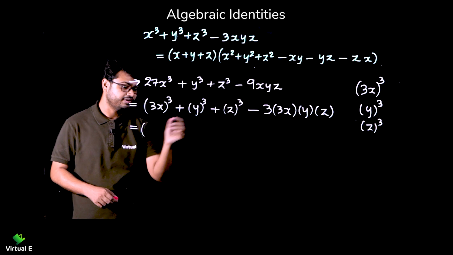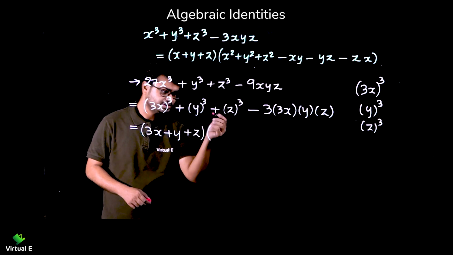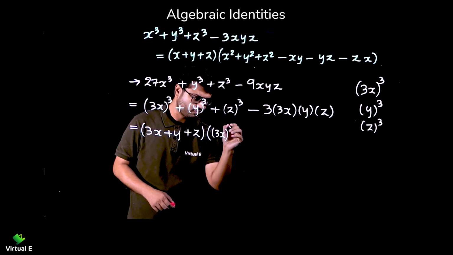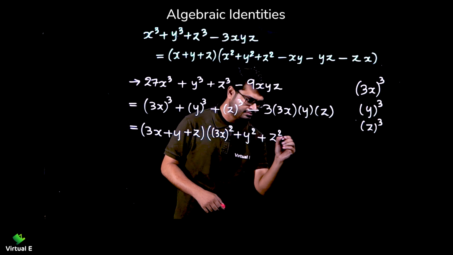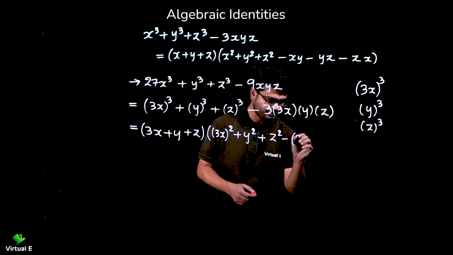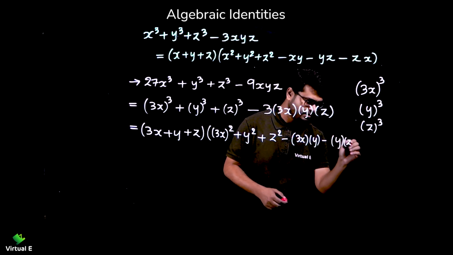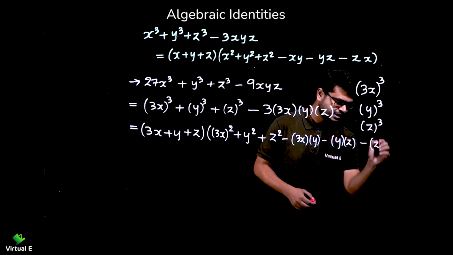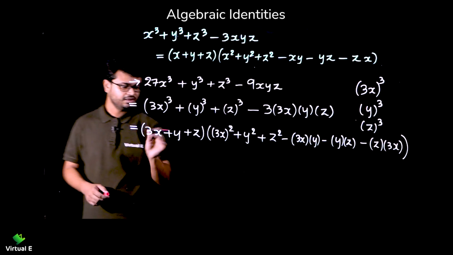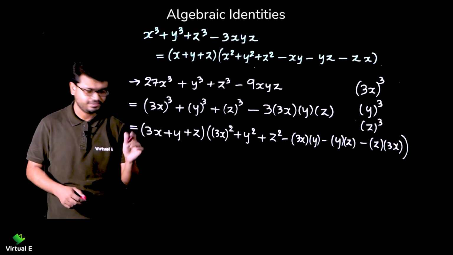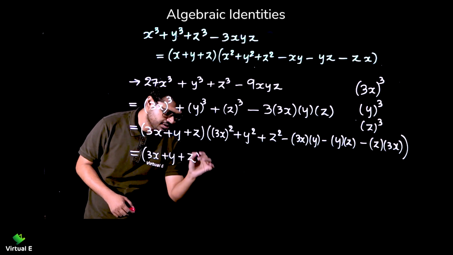Here, first of all, the sum of it. So 3x plus y plus z, then the square of it. So 3x square, then y square plus z square minus 3x into y, minus y into z, minus z into 3x. Bracket close. There's no simplification in the first factor, so keep it as it is. That is 3x plus y plus z.